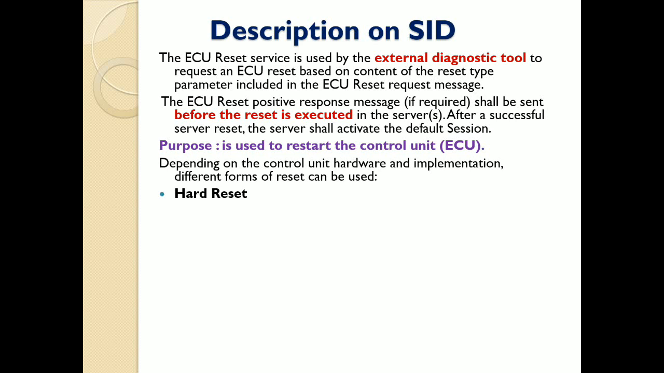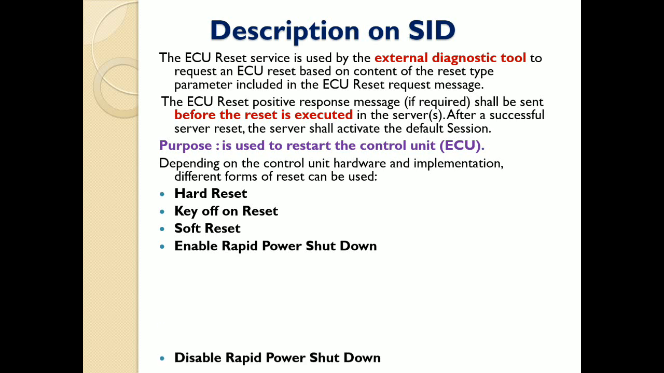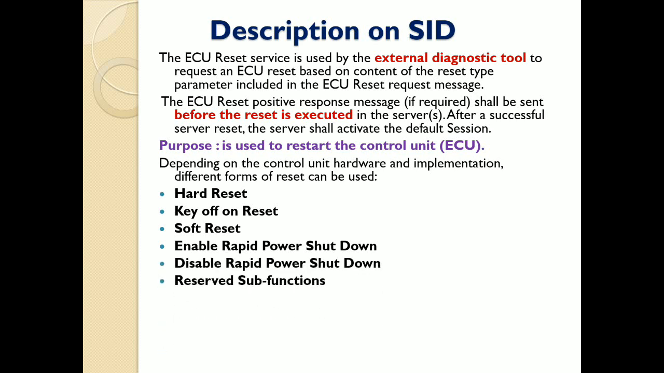So the first one is hard reset, the second one is key off on reset. Here you have to just remember, it is key off on and not key on off. Some people are familiar with key on off, but it is not that. If the sequence is key off on only, it will be a reset, else it is not a reset. You are just switching off the ECU, then again switching on the ECU, that is key off on. Then soft reset, enable rapid power shutdown, then disable rapid power shutdown, then some reserved sub functions.